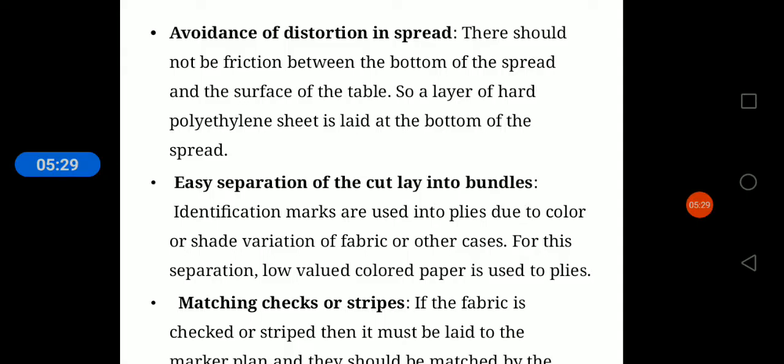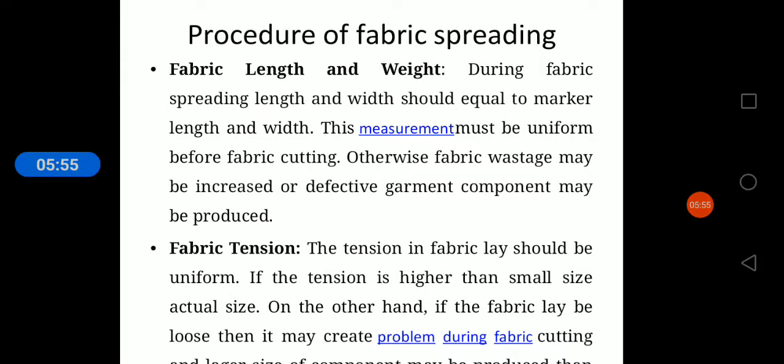Easy preparation of the cut lay into bundles. Identification marks are used in the piles due to color or shade variation of the fabric or other use cases. For these separations, low valued colored paper is used in the piles. Matching checks or stripes: if the fabric is checked or striped, then it must be laid to the marker plan and matched by the checks and stripes.